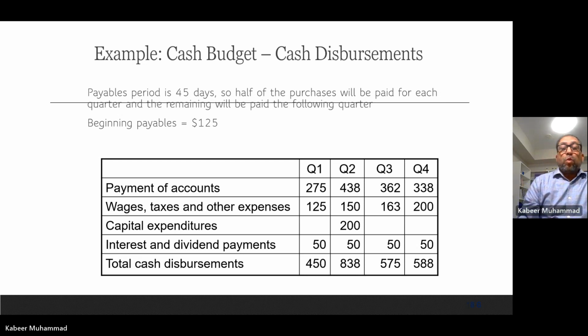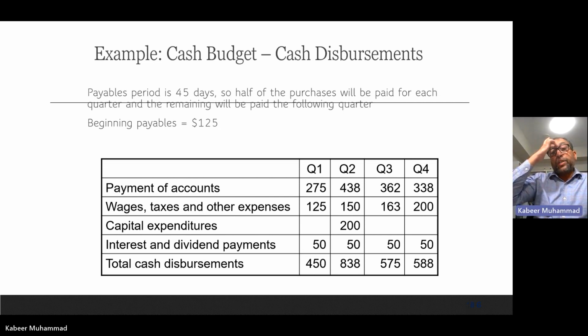So what we are paying is 438 for accounts payable. 438 and 362 and 338. These are the accounts payable for each quarter. And then we are making payments of wages and interest and dividends. And this is the only quarter where we have to do some capital expenditure. So altogether, these are all the values that we are getting here.